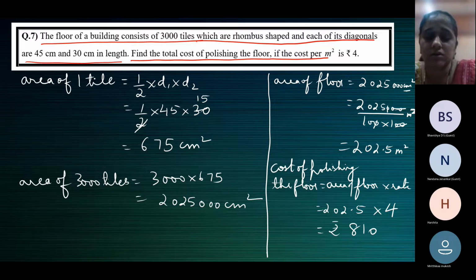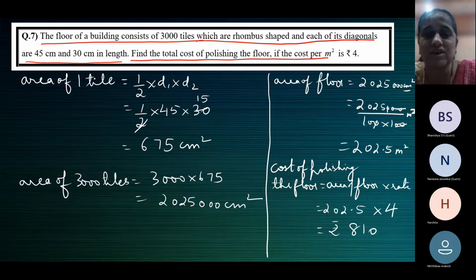So the question is about finding the cost of polishing the floor at the rate of rupees 4 per meter square. To find the cost, we need to first find the area of the floor. And how do we find the area of the floor? The floor is covered with 3,000 tiles. So the area of all the 3,000 tiles will be the area of the floor. And how do we find the area of the 3,000 tiles? We find the area of one tile.